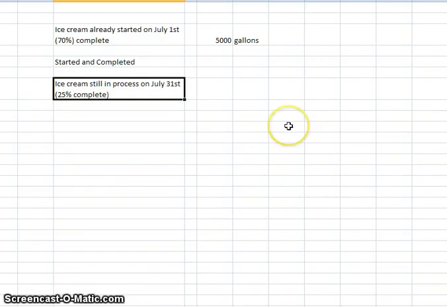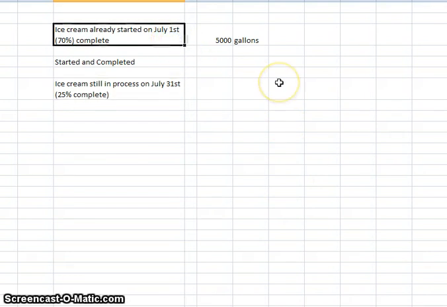These are our 3 categories, and no matter how you start these problems, this is where you need to start. You need to look at what ice cream had already been started on July 1st, what was sitting in there on July 1st ready to be finished. This is your beginning inventory basically. Then, how many gallons of this ice cream were started and completed during the month?